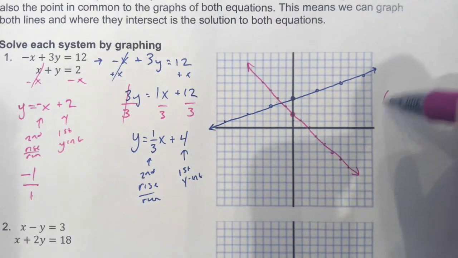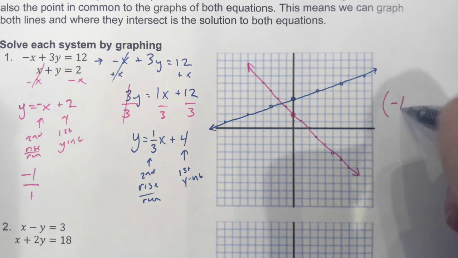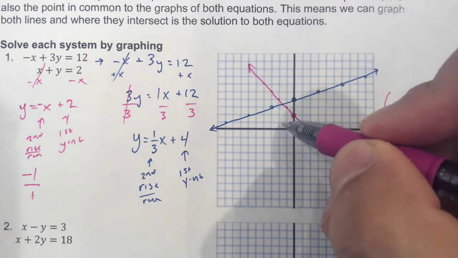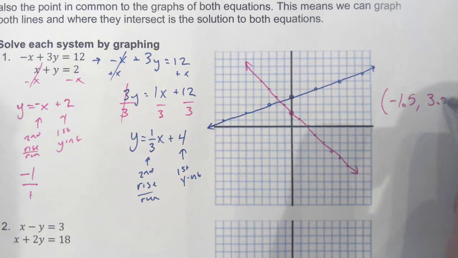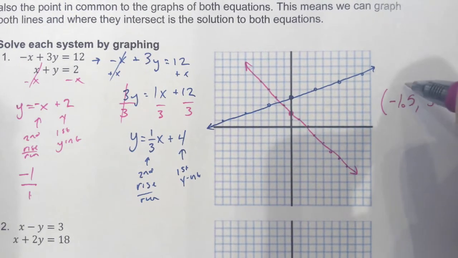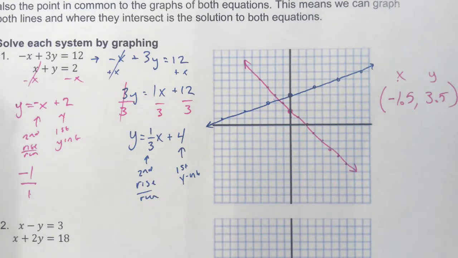The point of intersection would be, looks like negative 1.5 and 1, 2, 3 and a quarter maybe. We'll call it 3.5. That's close enough. So this would mean x would equal and y would equal, right? So x is negative 1.5, y would be 3. Actually, I think that works out pretty nicely.